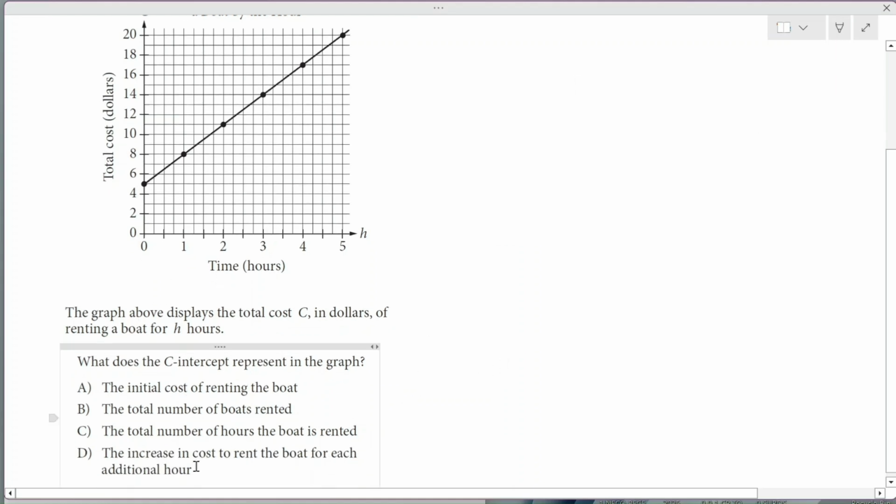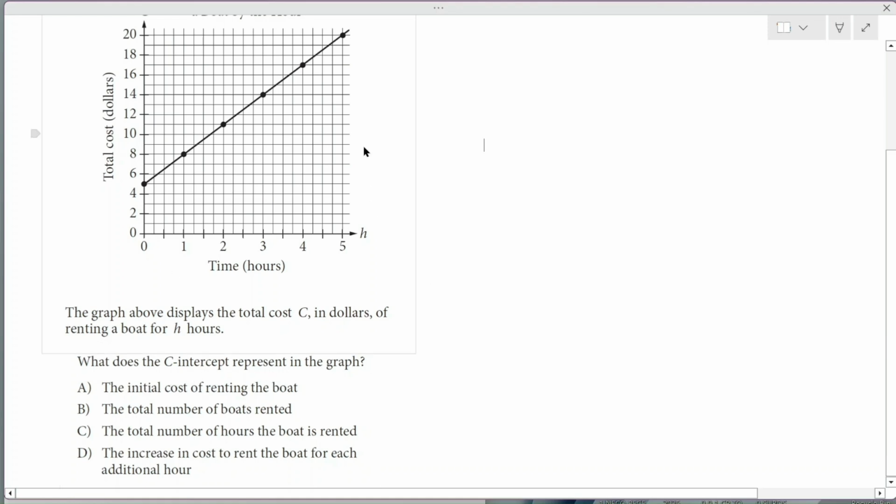Even if you don't know what to do, sometimes going through the options will help you pick the right answer. The initial cost of renting a boat. This is the right answer. That's the initial money you pay, because at 0 hours you have to pay $5 first. That means before you start, you have to pay $5. That's the initial cost of renting a boat.